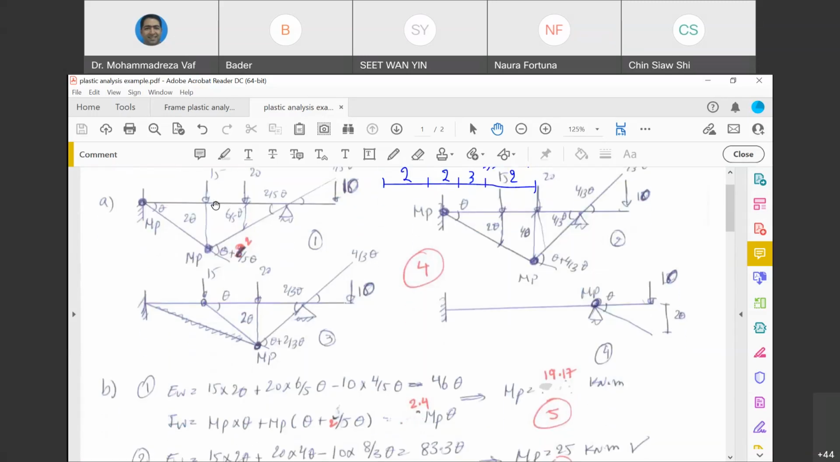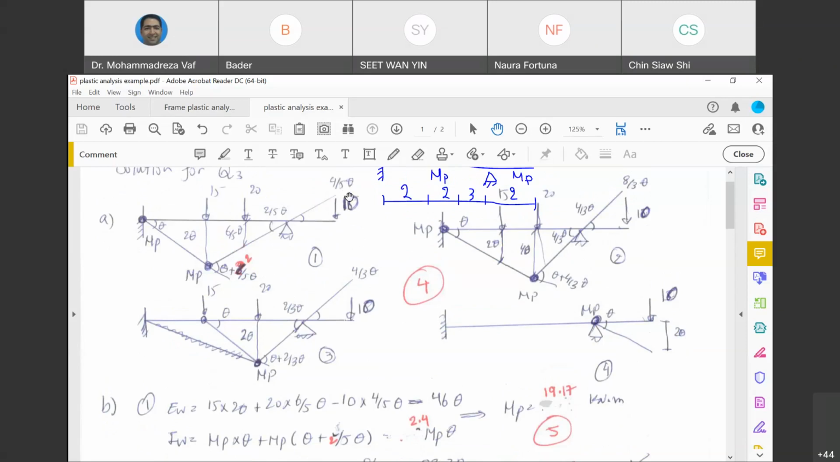So if you want to do the calculation, external work is 15 multiplied by its displacement, 2 theta, plus 20 multiplied by its deflection, 6/5 theta, and minus, because this force is in the opposite direction of displacement, 10 multiplied by 4/5 theta. So this is what you can see is calculated: 46 theta. Now it comes to the internal work.